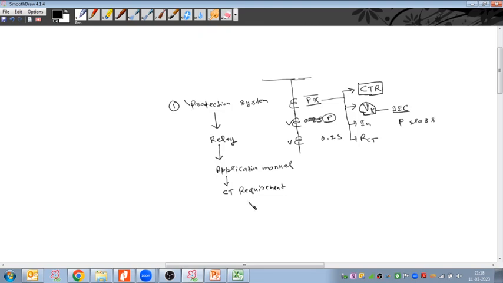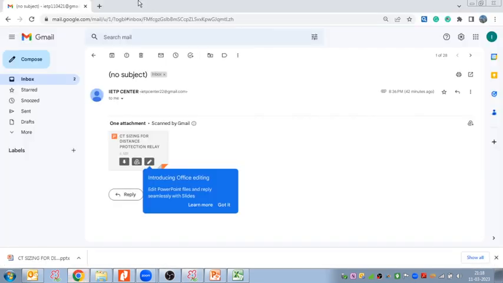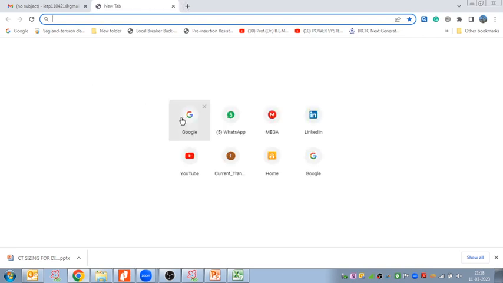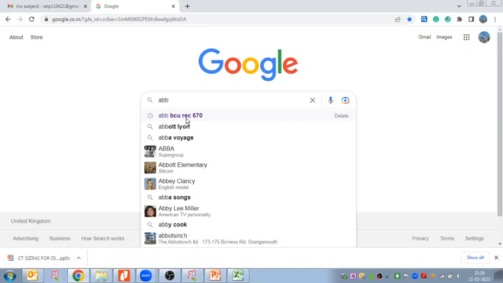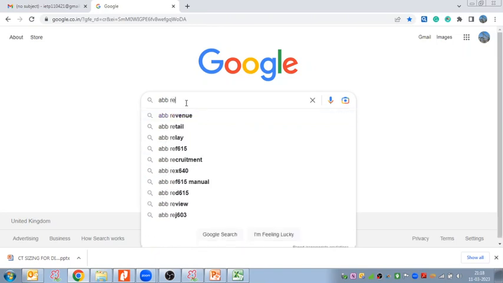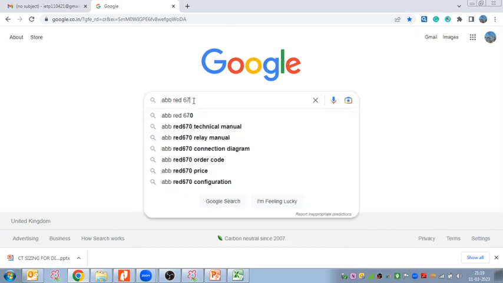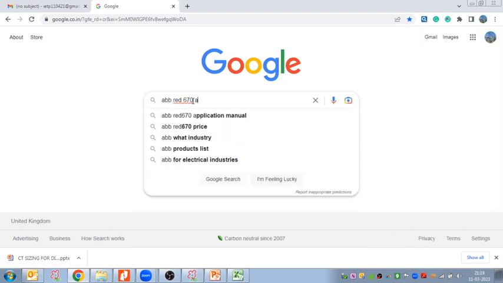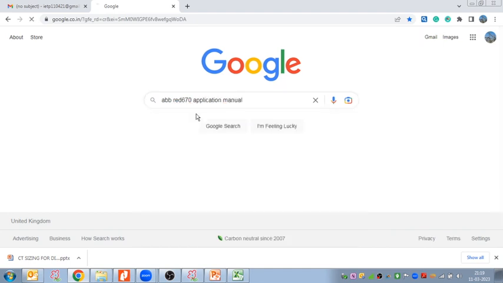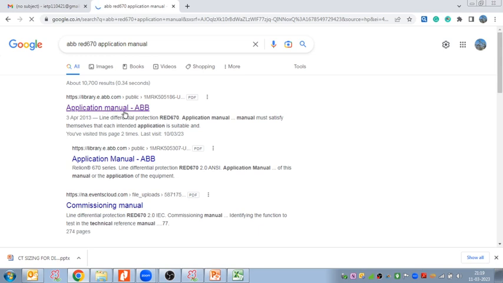I think yesterday we downloaded the manual. I think we downloaded the ABB RED 670. The technical manual is also available, but no need to select this. The technical manual has no connection diagram, nothing. Just type application manual. So this is the link for the ABB library.